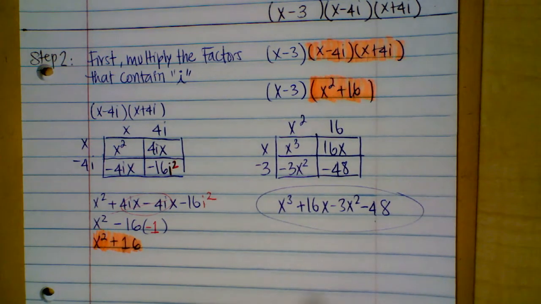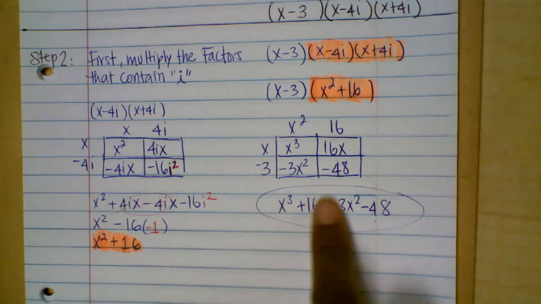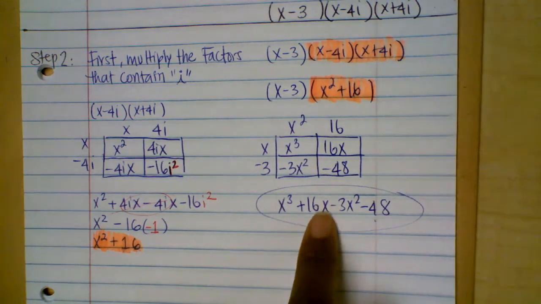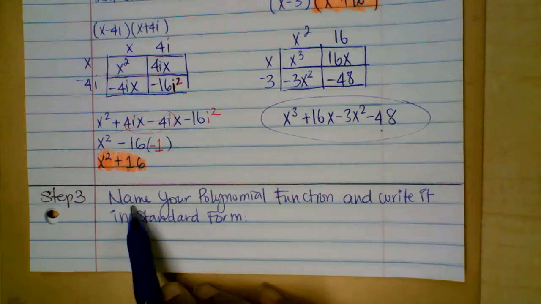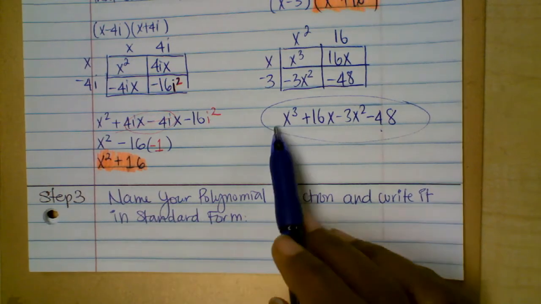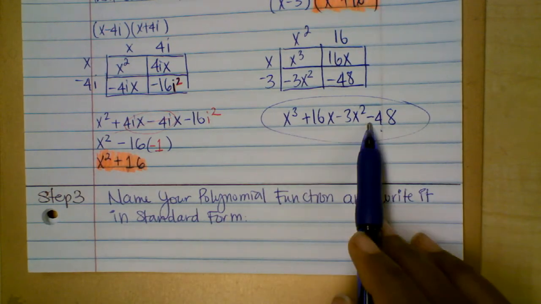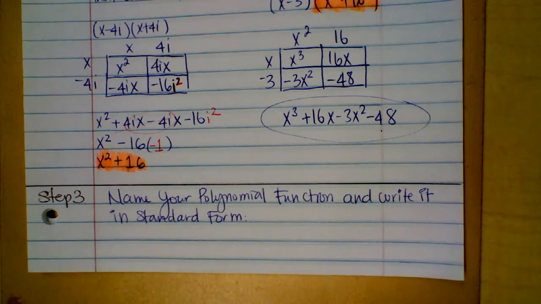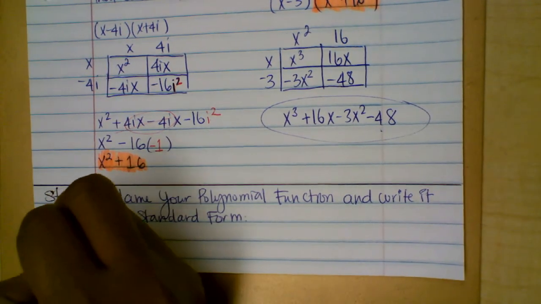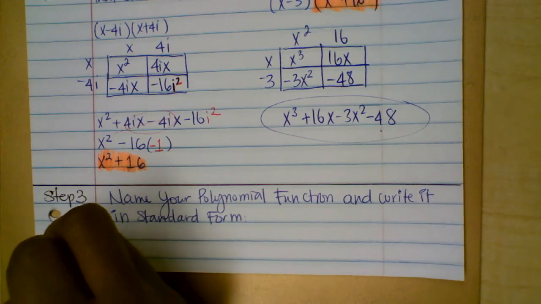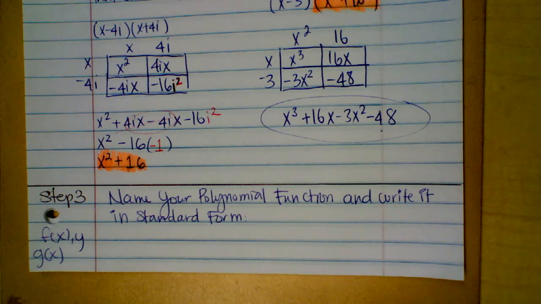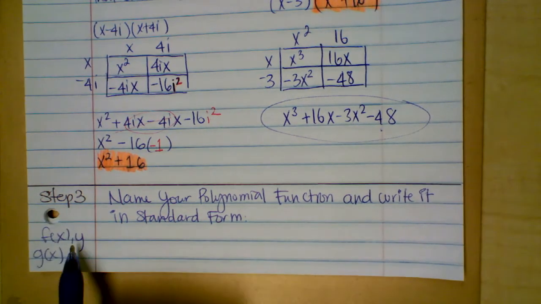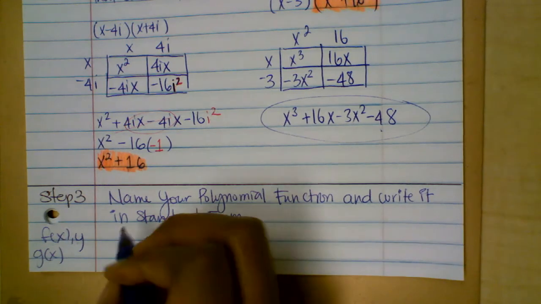The last step is, since we were asked for a polynomial function, I'm going to name this polynomial and make sure I write it in standard form. So that's step 3. You have to give a name to the polynomial expression. It can be y, it can be f of x, or g of x. Most textbooks use f of x or y interchangeably. For me, I'm just going to go with y.